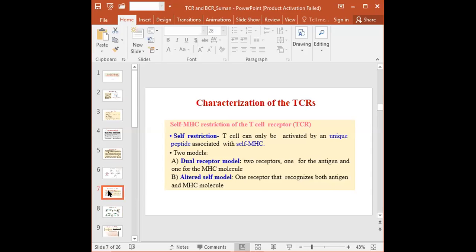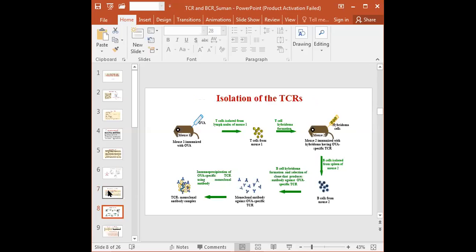Next is isolation of TCR. The earliest experiments regarding the isolation of the TCR protein were performed in the labs of Kappler and Marrack. They described that when they immunized a mouse, mouse 1, with OVA, that is ovalbumin, and after a few days, isolated T cells from this mouse.